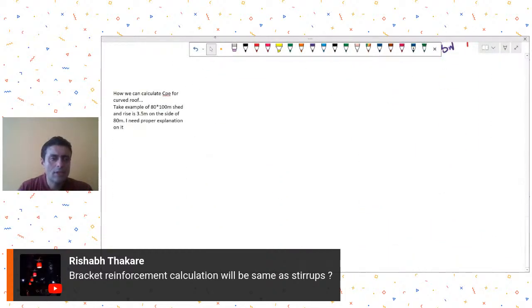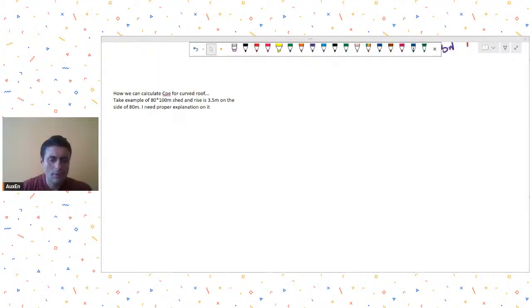Okay. So Mr. Neeraj Kumar is asking, how can we calculate CPE for curved roof? Take example of an 80 by 100 meter shed. Rise is 3.5 meter on the side of 80 meters. I need proper explanation on it. So you can refer to, as I told you, I had responded to you on WhatsApp also, IS 875 Part 3. There's a complete table given, and you can follow that table. It is, I think, Table number 18, as I can see. I'll just show that table.